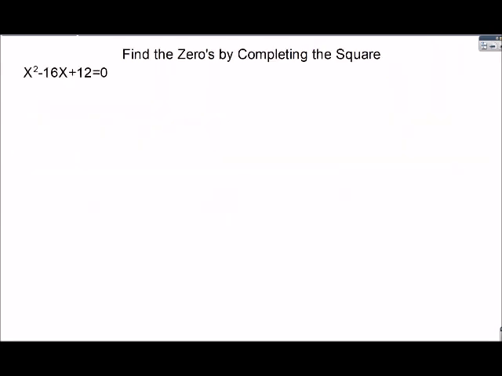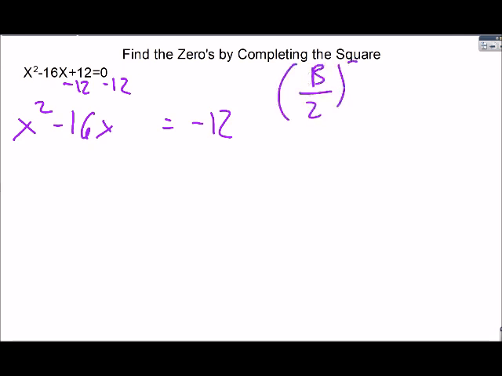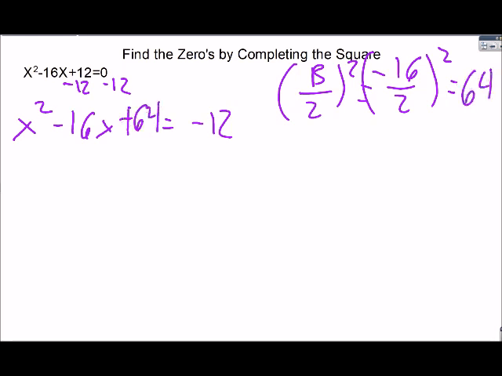Completing the square, this is the one where we don't want equal to 0. We want to take that c term and move it over. So I'm going to subtract 12 from both sides. And now we have to find a new c term. The way that we're going to find it is we're going to take our b term, divide it in half, and square it. So I have negative 16 over 2 squared. And what I get after solving that is 64. But I can't just add 64 to one side, I have to do it to the other.